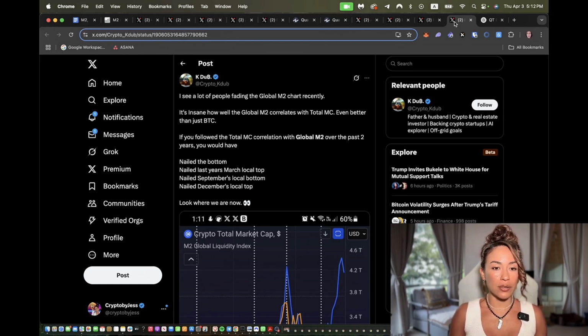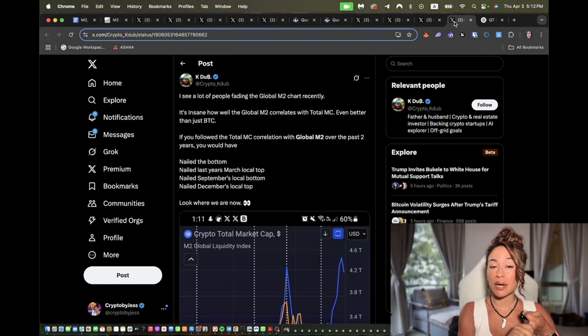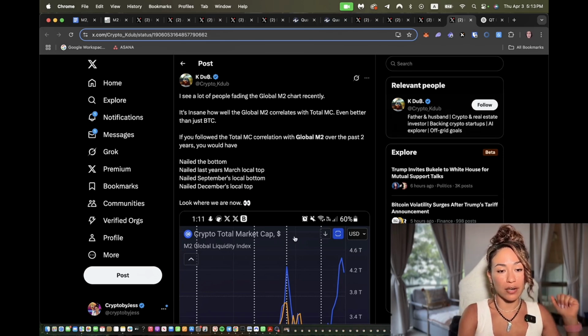So that's what we have being shared here by Crypto K Dud on X. They say it's insane how well the global M2 money supply correlates with the total market cap in crypto. If you followed the total market cap in crypto and its correlation with the global M2 money supply over the past 2 years, you would have nailed the bottom of the market, nailed last year's March local top, nailed September's local bottom, and nailed December's local top. So look where we are now.